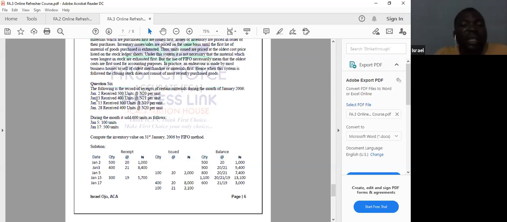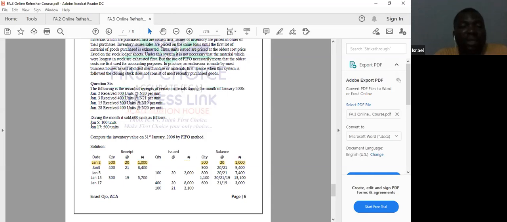So for this one, let's look at this. It says January 2 received 500 units at 20 naira. So we have January 2 here, and it's under the receipt. We have the receipt 500 at 20. It means that the total cost is 10,000. Then we put it under the balance straight up, because there's no opening balance.